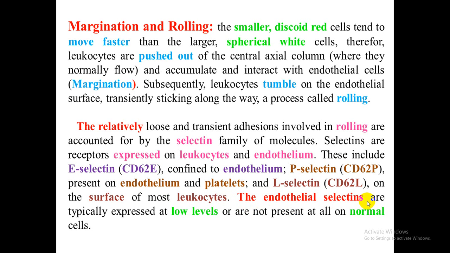The endothelial selectins are typically expressed at low level or are not present at all on normal cells. يعني بالnormal state selectins are not expressed on normal endothelial cell, but if there is an injury or injurious stimulus it will stimulate the production of specific chemical mediators, and these chemical mediators will stimulate endothelial cells to produce or express these selectins on their surface.